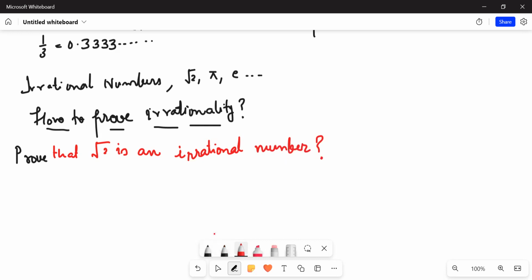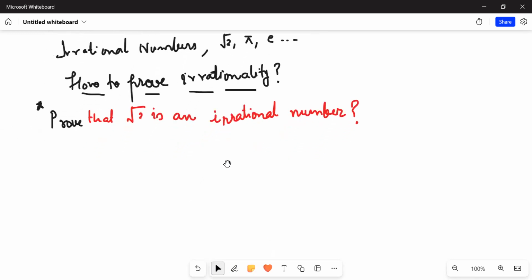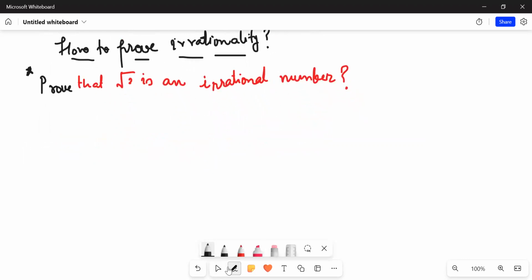Okay, so if one says that root 2 is an irrational number, how to go about it? I'll come to all these strategies of proof later on. But since I assume that you are in BSc, you must be knowing something called proof by contradiction. It is one of the proving techniques in mathematics. So let us prove that root 2 is an irrational number at first.